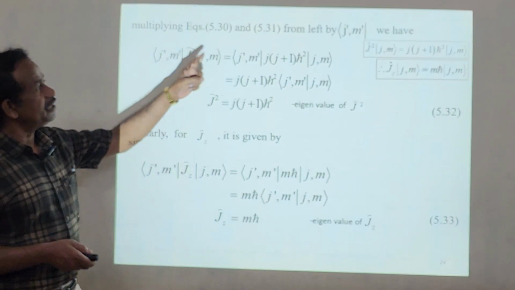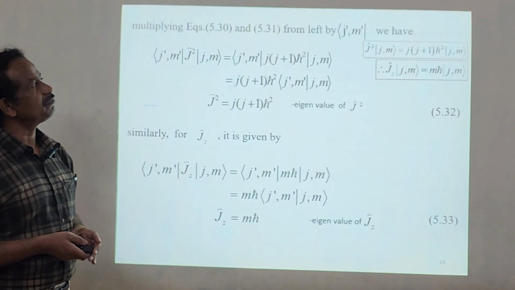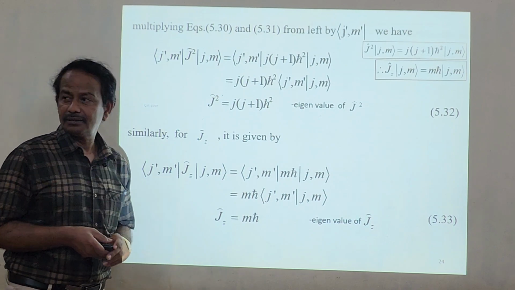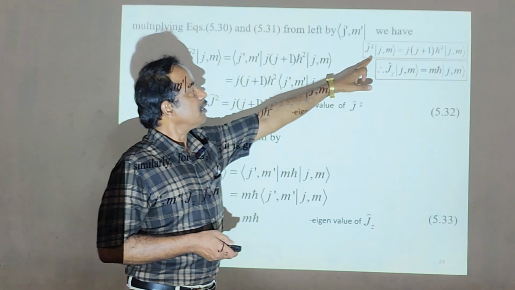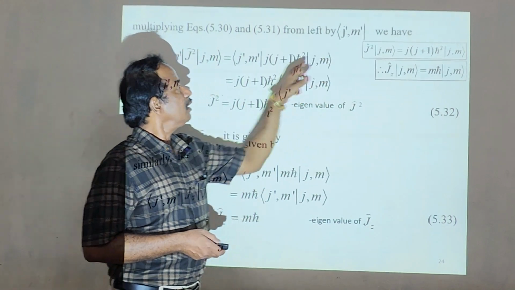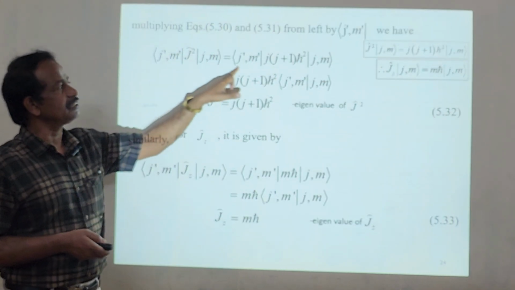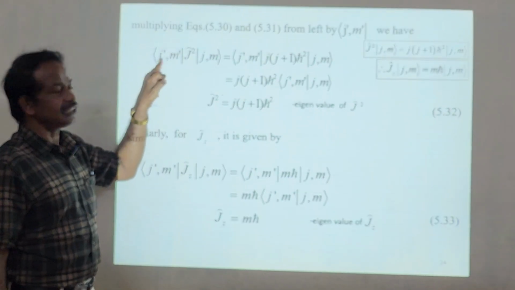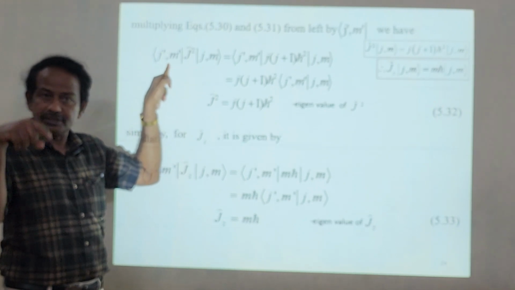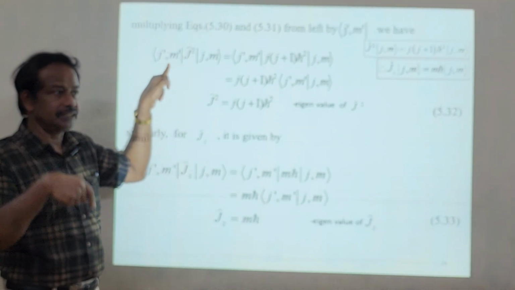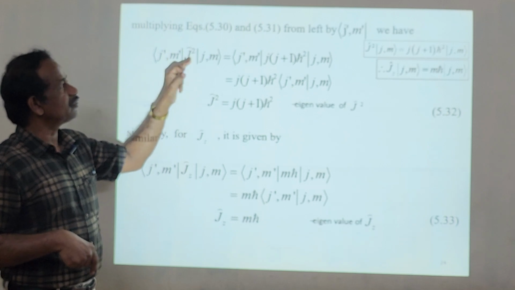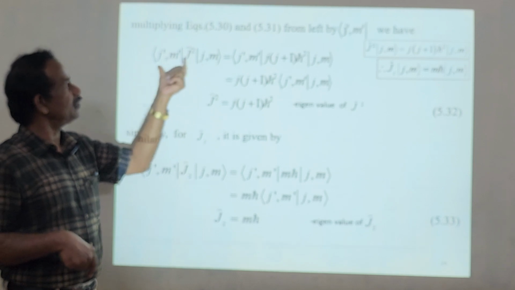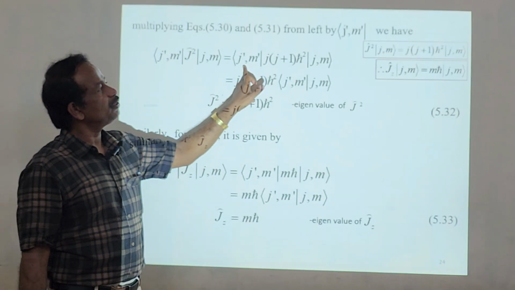Now just multiply equations 5.30 and 5.31. Equation 5.30 we will multiply with J dash M dash. Just take the bra of J comma M and use the operation, so we will get this equation, correct? When you take the bra, immediately the indices become J dash M dash, as we have seen earlier. So J dash M dash, J square, J comma M. So J square is sandwiched between ket Jm and bra J dash M dash, and that will give you this value.